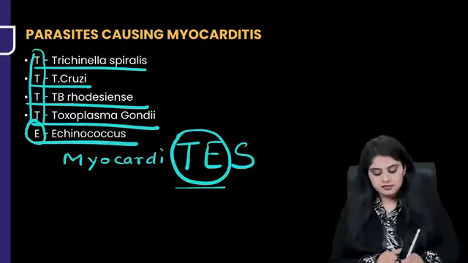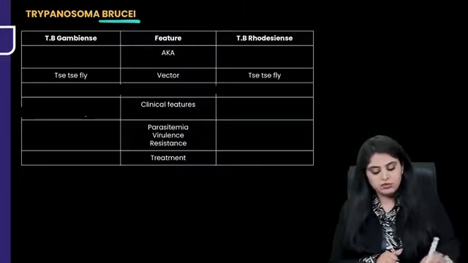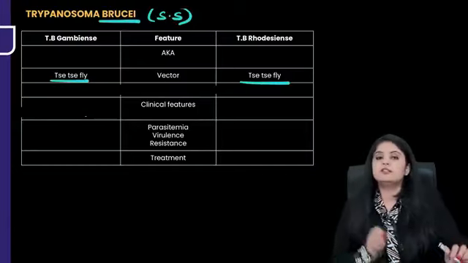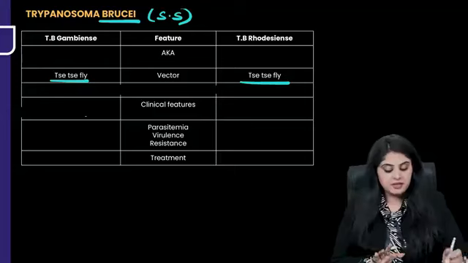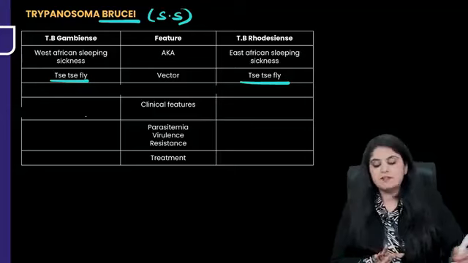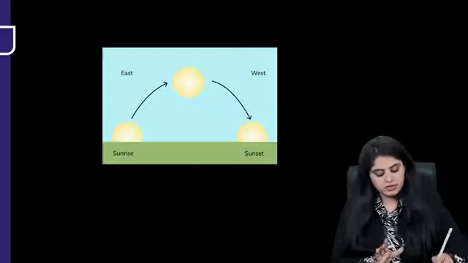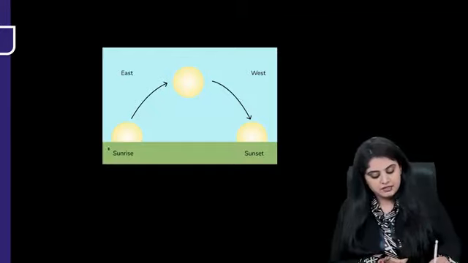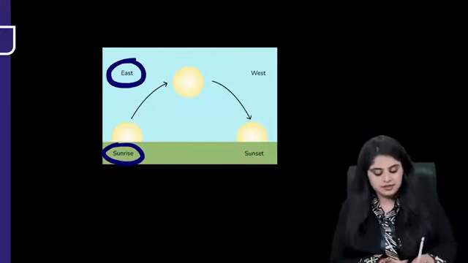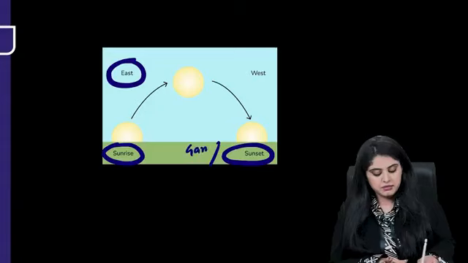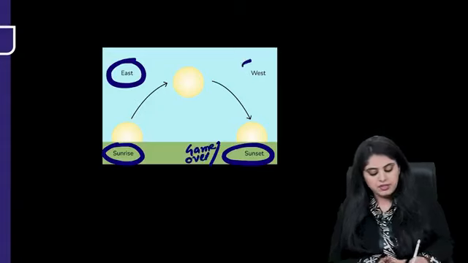The Chagas disease is done. Now we go on to Trypanosoma brucei. Brucei means that I'm talking about sleeping sickness, and sleeping sickness means that the vector is going to be the tsetse fly. Please note that one of them is West African and one is East African. So for that you will have to learn a mnemonic that the sunrise is going to happen in the east and the sunset, meaning game over, is going to happen in the west.